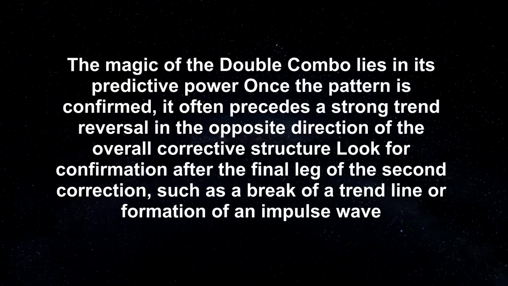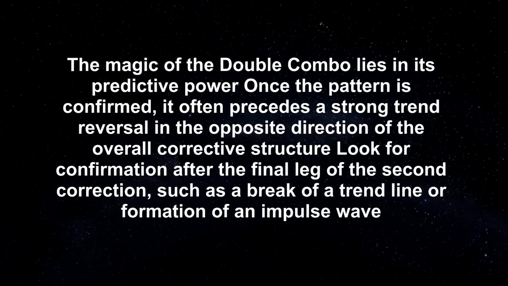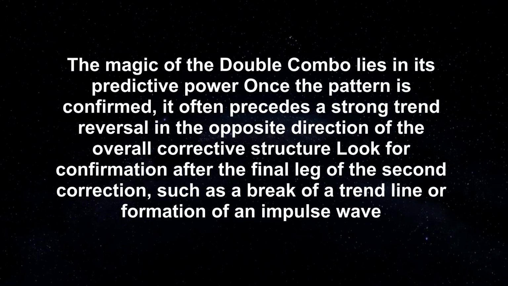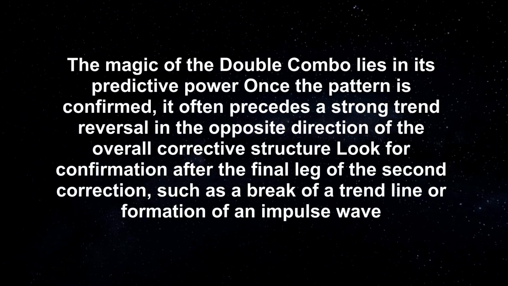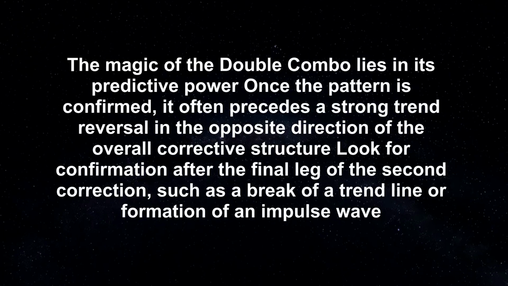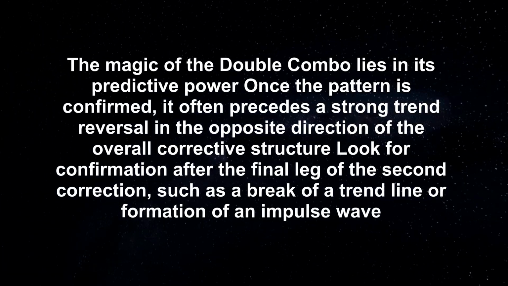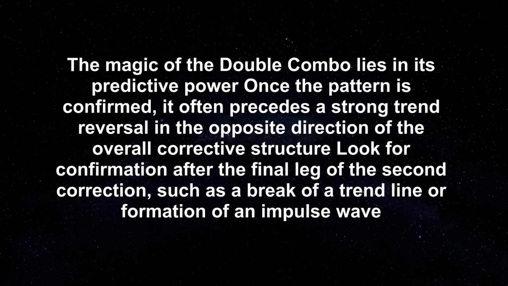The magic of the double combo lies in its predictive power. Once the pattern is confirmed, it often precedes a strong trend reversal in the opposite direction of the overall corrective structure. Look for confirmation after the final leg of the second correction, such as a break of a trend line or formation of an impulse wave.